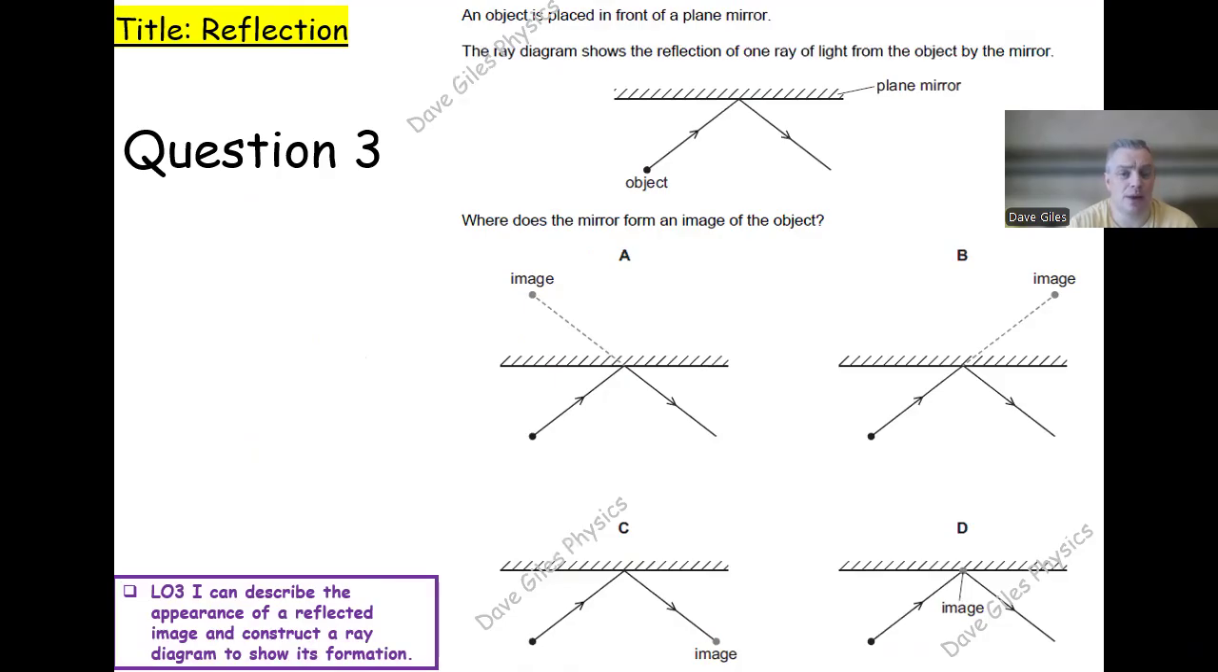The diagram shows an object placed in front of a plane mirror. The ray diagram shows the reflection of one ray of light from the object by the mirror. Where does the mirror form an image of the object? So the object is here. The image will appear straight in front of the object, and it'll come by extrapolating back from this reflected ray. So the answer will be A.